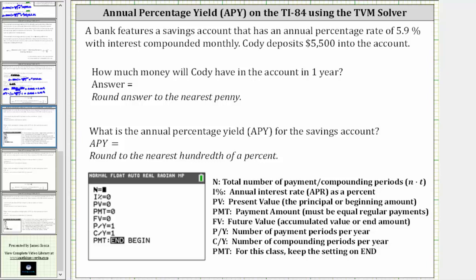A bank offers a savings account that has an annual percentage rate of 5.9% with interest compounded monthly. Cody deposits $5,500 into an account. We're first asked to determine how much money Cody will have in the account in 1 year, and then determine the annual percentage yield, or the APY.